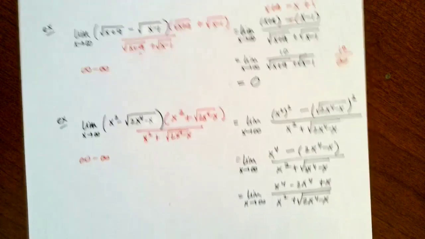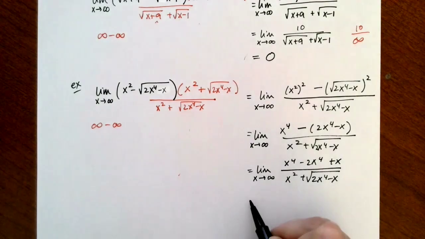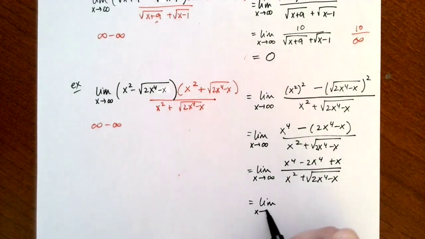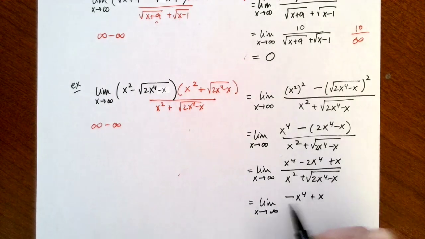And I do get a little bit of simplification that I can do. We can combine the x to the fourth terms up here. So I have one of them minus two of them. That should be minus one of them. And I guess I have the space, so I'll make a new step. So that's negative x to the fourth plus x, same denominator that we've had.